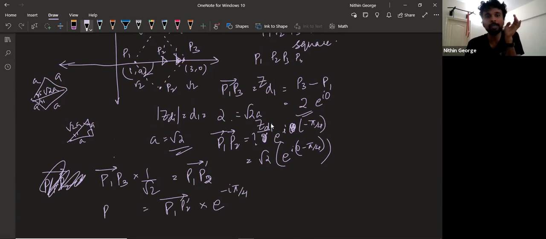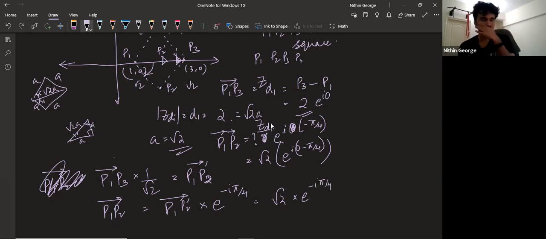So then what do I get? I get P1, P2. Okay, that's what I'm trying to find here. Right? So what does P1, P2 become? P1, P2 dash, which is root 2 into e power minus i pi by 4. Guys, any doubts here?